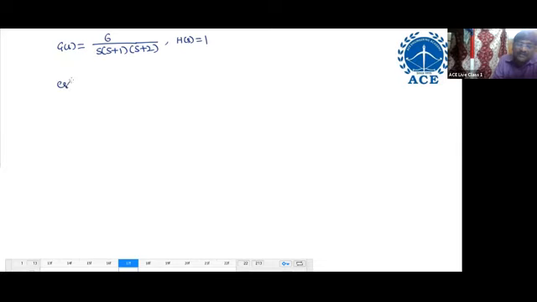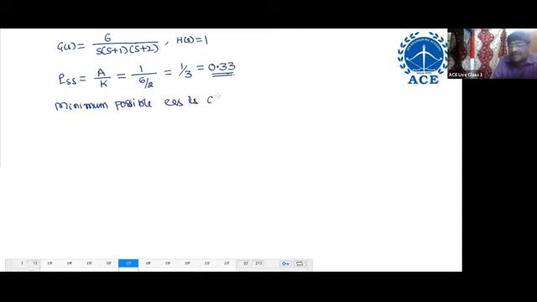Now find the steady state error. Minimum possible steady state error you will get. So ESS equal to A by K. A is 1, K is 6 by 2, that means 1 by 3, that equals 0.33. So the minimum possible steady state error is 0.33. That's all. This is the answer.